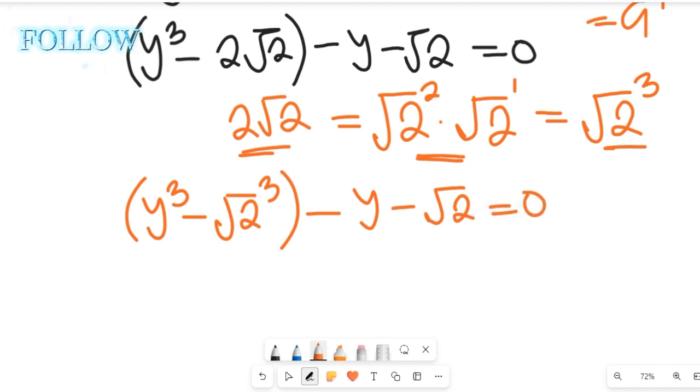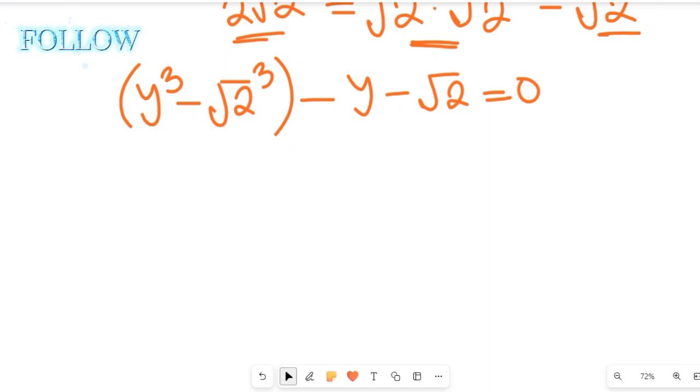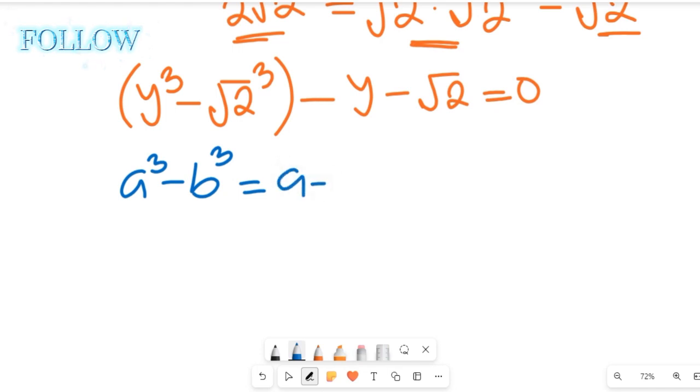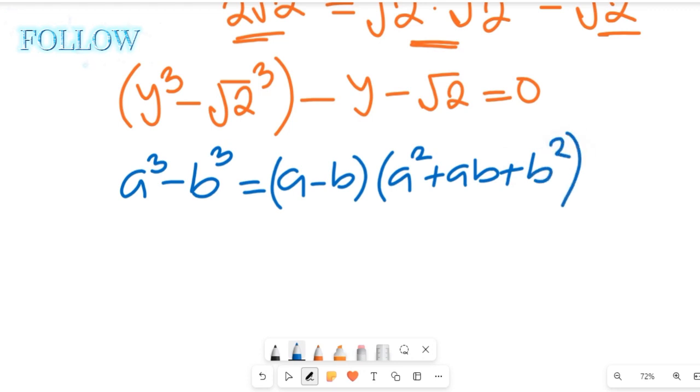Fine. So we're going to apply a law of algebra here. From the algebraic formula, we are meant to realize that a to the power of 3 minus b to the power of 3 can give us a minus b, right? And this will give us multiplied by a square plus ab plus b square. So from this expression, a is equal to y, right? And b is equal to root 2.